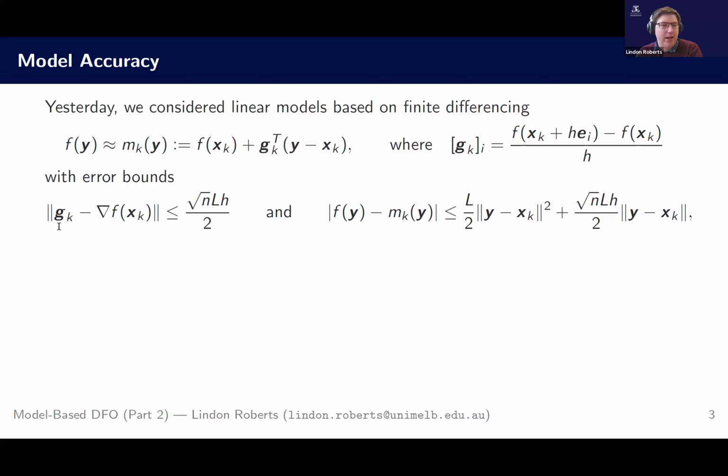There's an error bound in how close our finite difference gradient is to our true gradient. And that depends on the dimension of the problem, the Lipschitz constant of the true function's gradient, and the size of our finite differencing perturbation h.